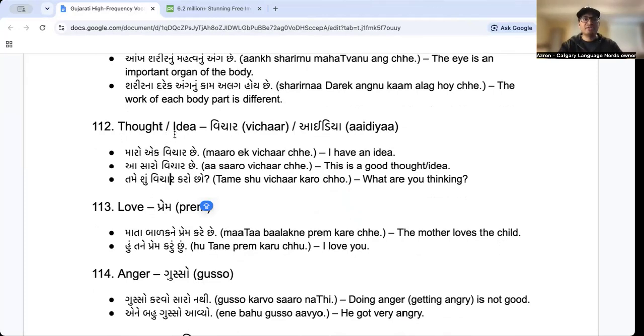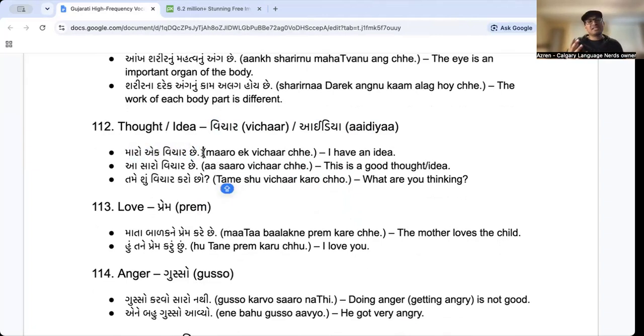Okay, number 112 here is the word for thought or idea. So vichar. People often just say "idea," like the English word with Gujarati spelling, which honestly I could probably just delete. So vichar is the Gujarati word for thought or idea. Maro ek vichar che. I have an idea. We said this like 3 or 4 episodes ago.